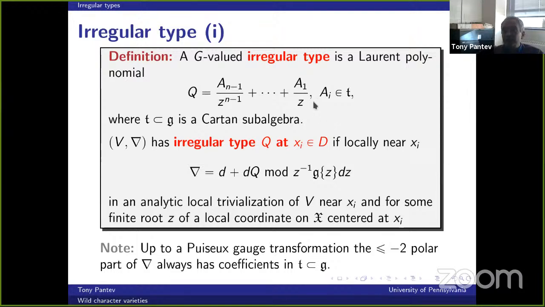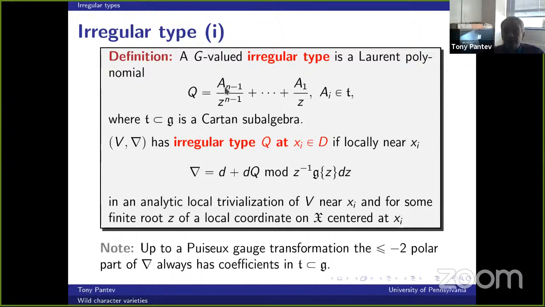So this only captures the second or higher order pole behavior of the connection, by the way I'm defining it. And I'm requiring my connection to look like D plus dQ in a local trivialization near the puncture, for some finite root of the coordinate.